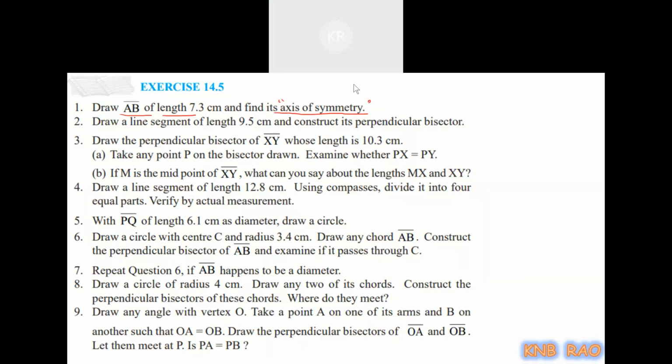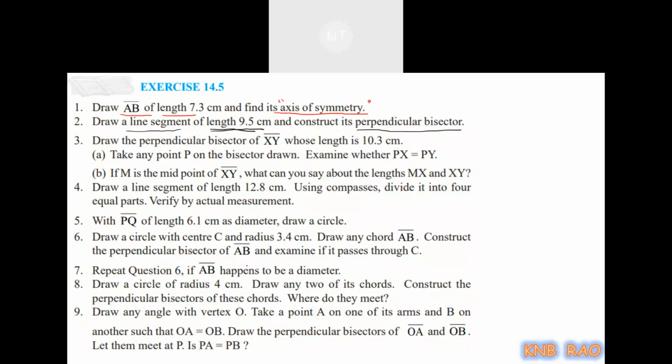Now, read the other questions. Can you read the other questions? Draw a line segment of length 9.5 centimeter. Construct its perpendicular bisector. You know how to construct a line segment of length 9.5 centimeter with the ruler. Perfect, with the ruler. Then constructing its perpendicular bisector, you know? Just now you learned. Just now you did, the same way only.